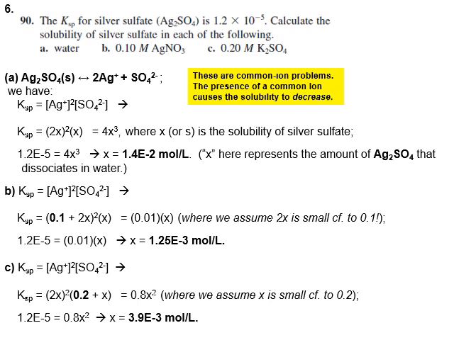And for part A, you would just do it the way we've been doing it. So you're just going to wind up with 1.2 times 10 to the minus 5th equals 4x to the 3rd, and solve for x. And when you do that, you get that x is 1.4 times 10 to the minus 2. Next slide.